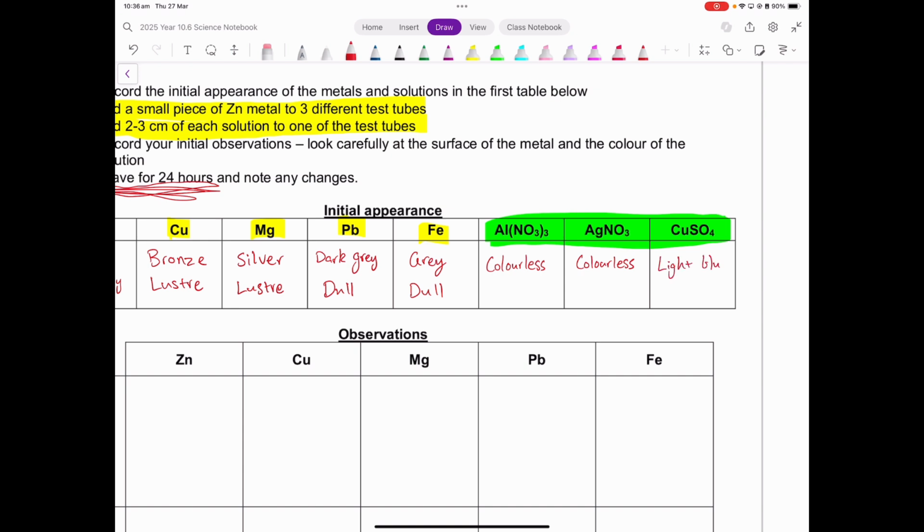Light blue, transparent. And what I'll add for all of these now is solution, solution, solution. You could say liquid. Okay, I would be happy with that.